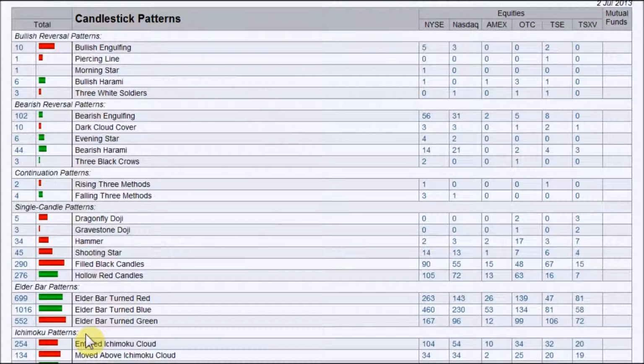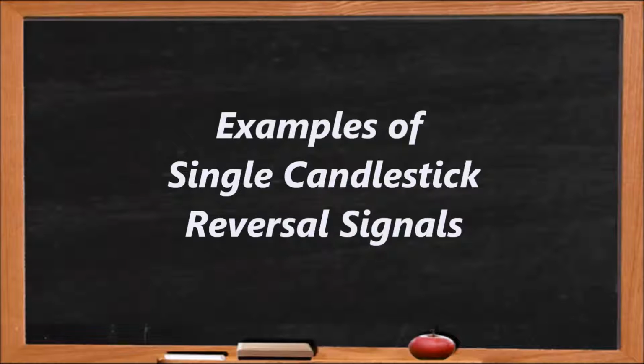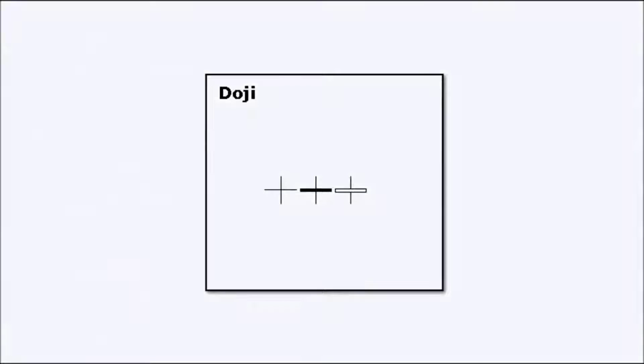Now, I don't know what Ichimoku or Elder Bar patterns are, so we'll just cover the ones that are most commonly used. Now, I like candlesticks because in a single day on a daily chart, one candlestick can show a potential reversal of trend. Now, one of the most common reversal signals is called the doji.